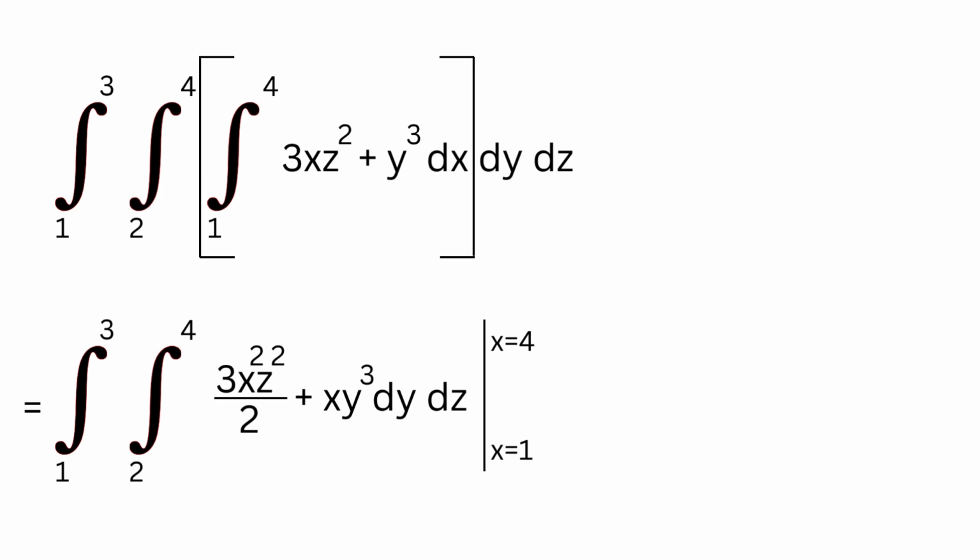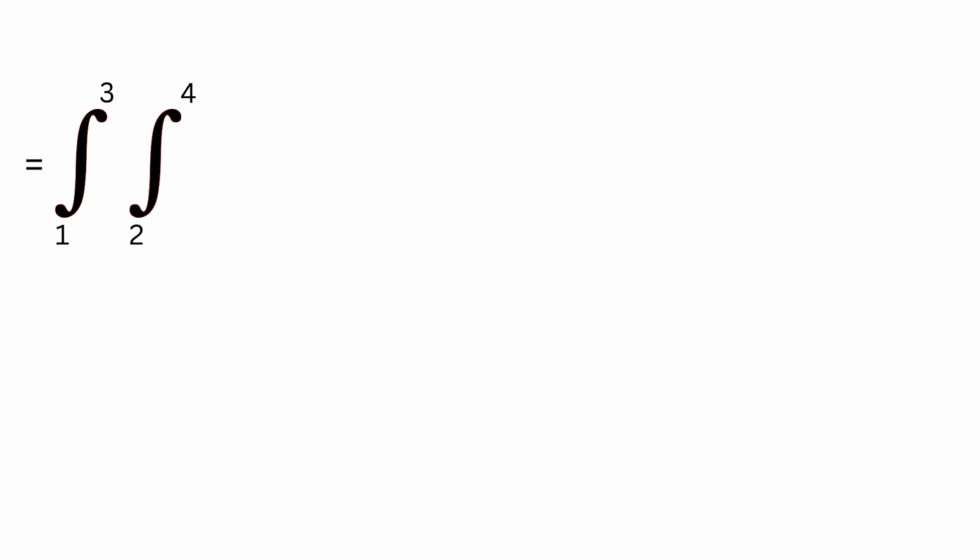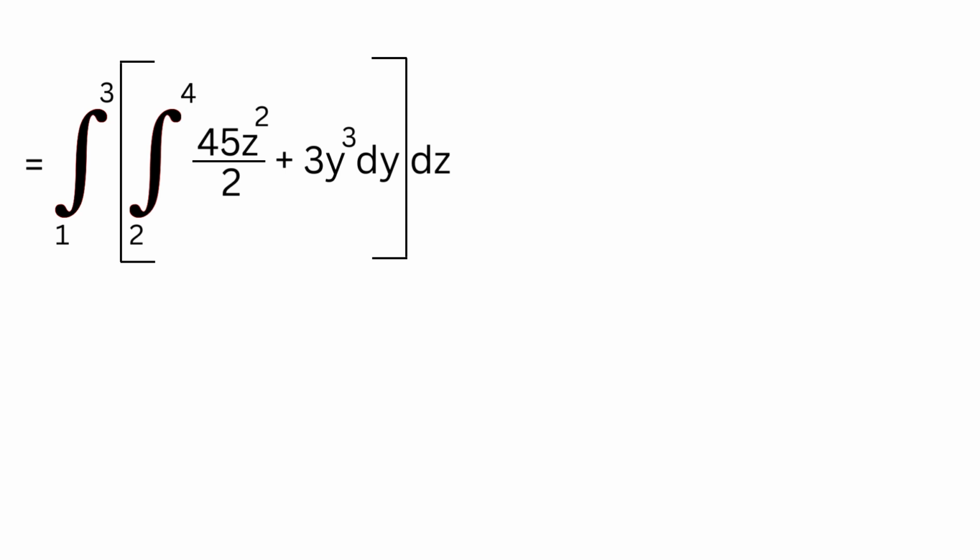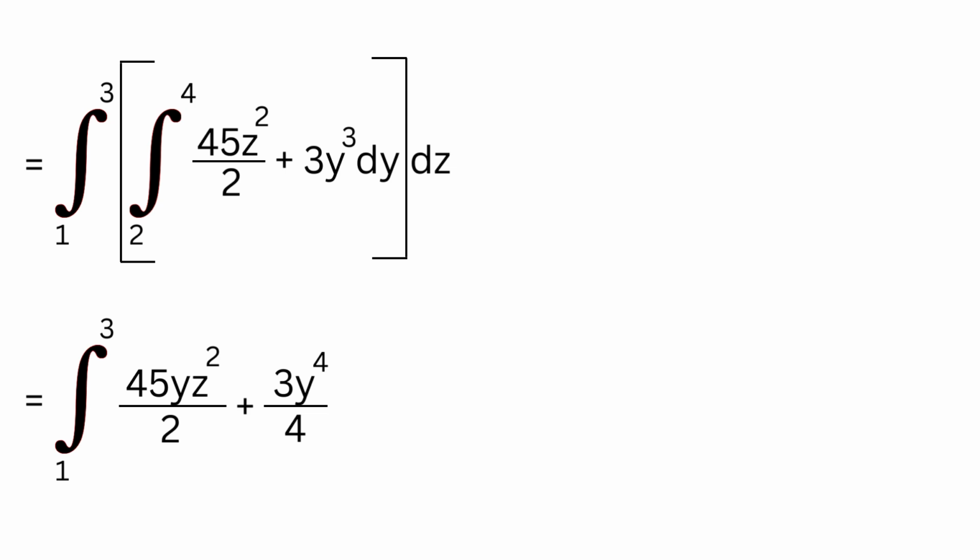Now, if we evaluate it, it will be double integral of 45z squared over 2 plus 3y cubed dy dz. Now, the second part is this integral with respect to y, which is equal to integral from 1 to 3 of 45yz squared over 2 plus 3y power 4 over 4 dz with y boundaries of 2 and 4.